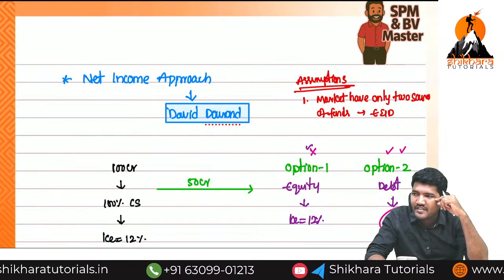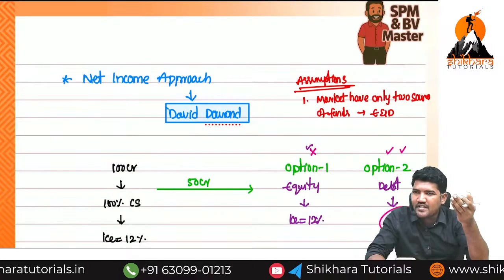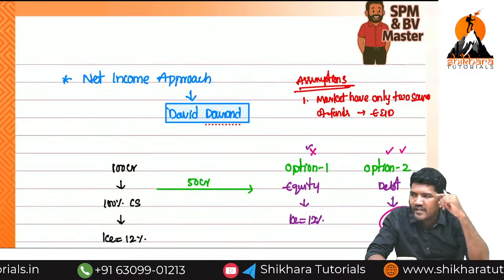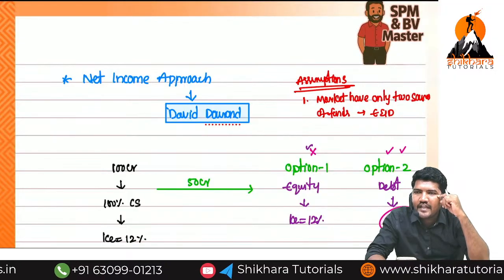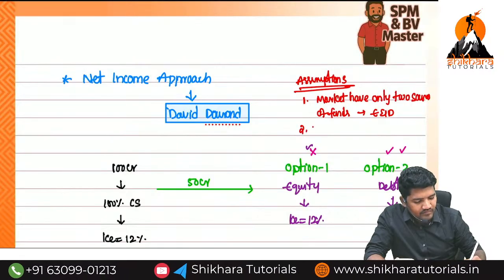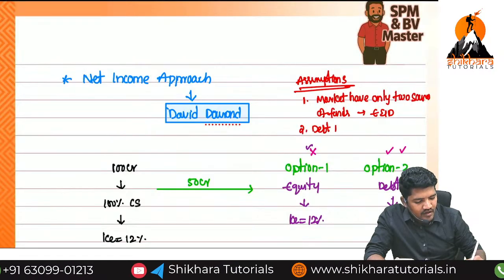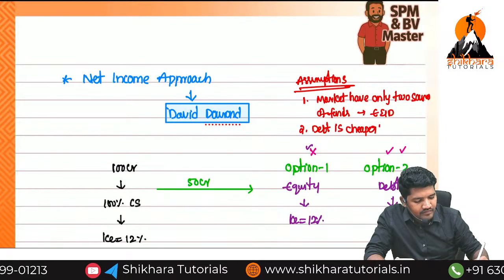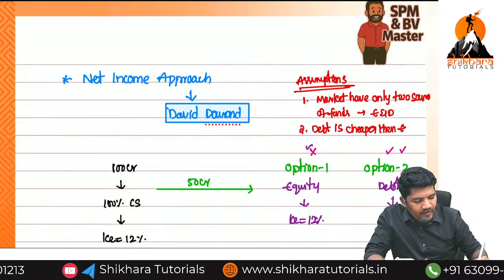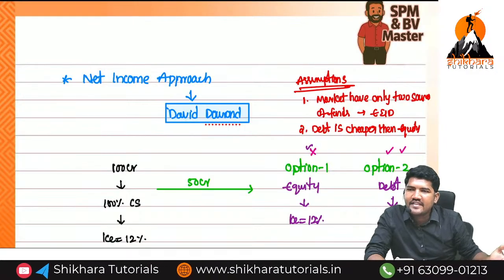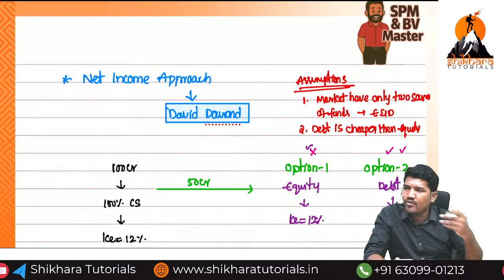Second assumption. It's not really an assumption, it's common sense also, but it is covered under assumptions, that's why I write it down. Debt is cheaper than equity. You can also use the words KE less than KD or KD greater than KE, no issue.